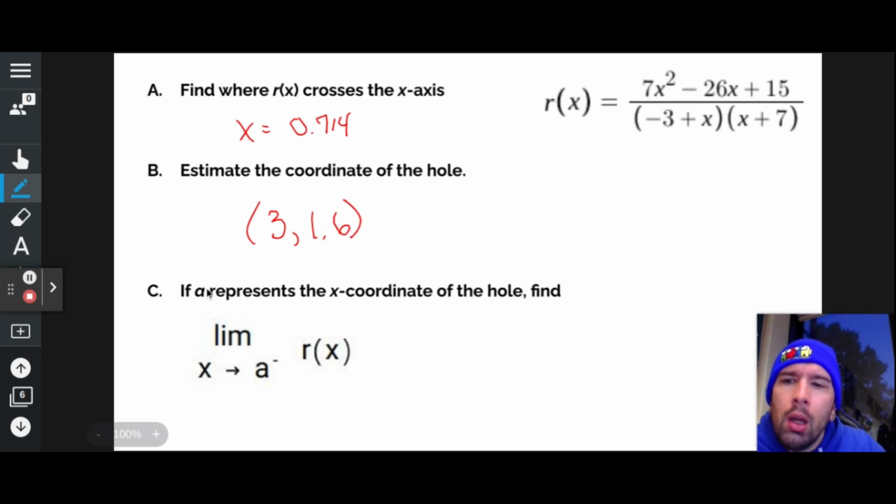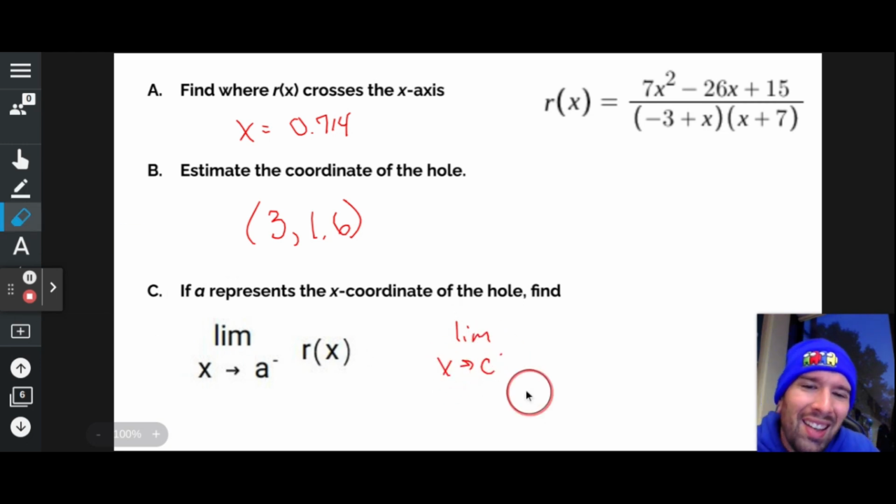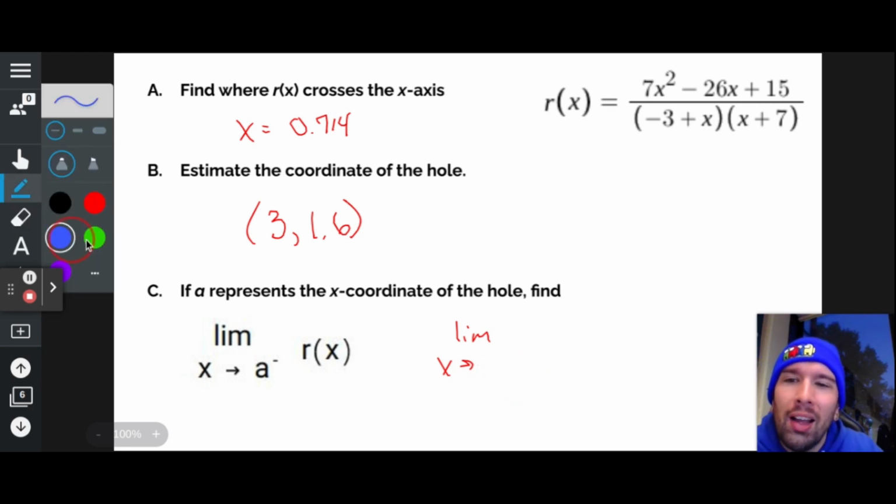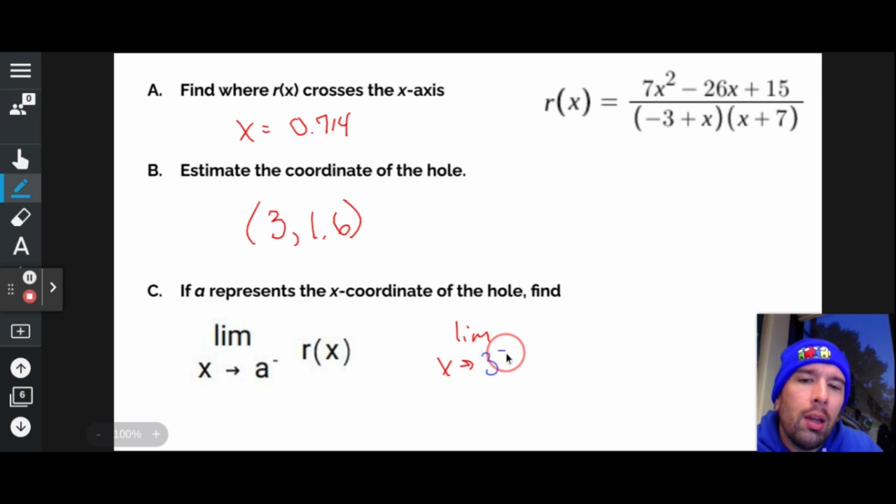Now, for C, what I need to do is see what happens when I use the limit as x approaches 3 from the left side. Not C. Remember, I said it's 3 from the left side. So you're going to see that I have a nice little picture. You're going to see it in the video, where I show you the hole where it exists. I'll show you in a second.